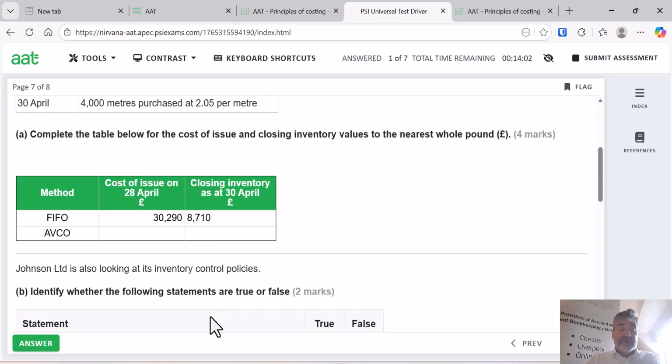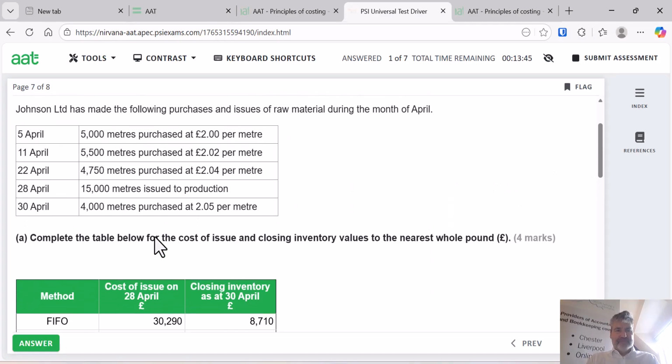So with FIFO, and to that extent with LIFO, last in first out, you need to keep careful track of what you bought and when and how much of that inventory is left over. What about using the AVCO method? How would we value our costs of issue?